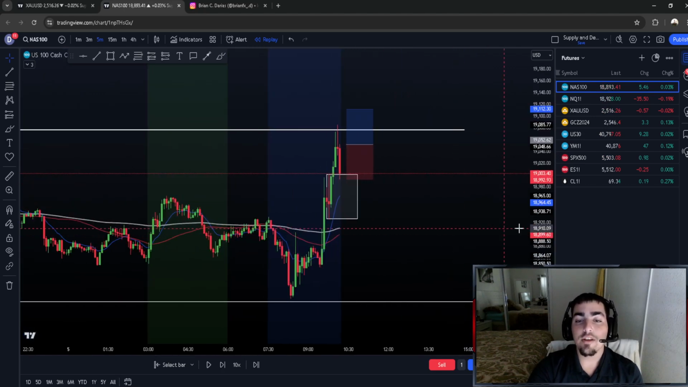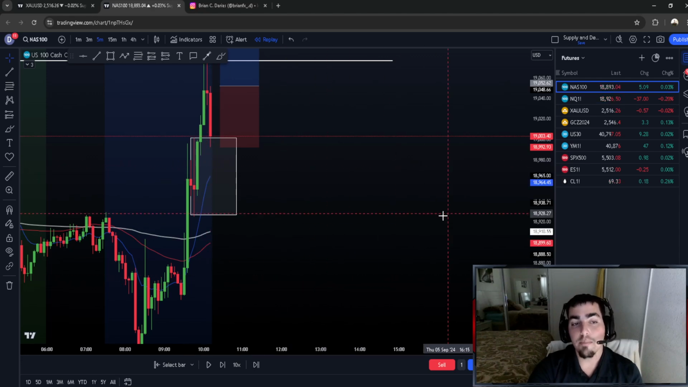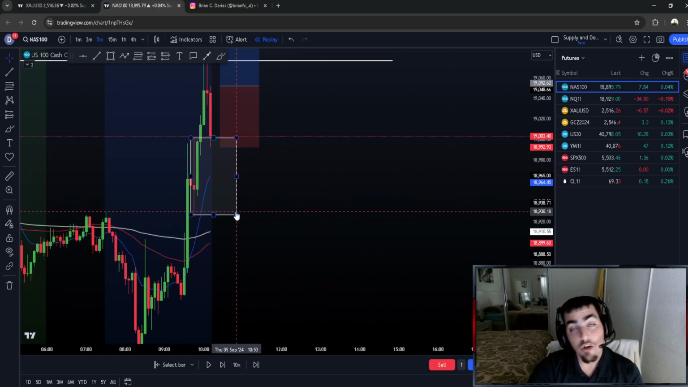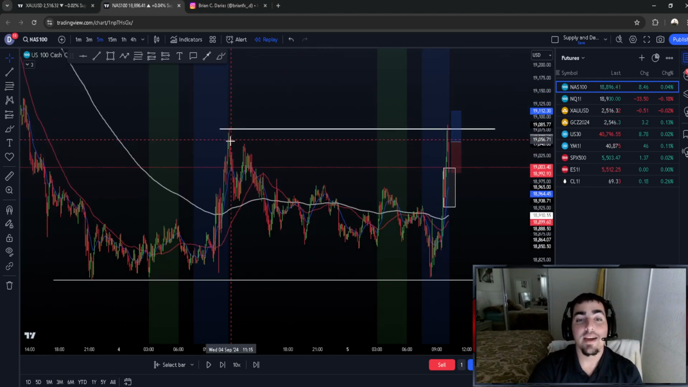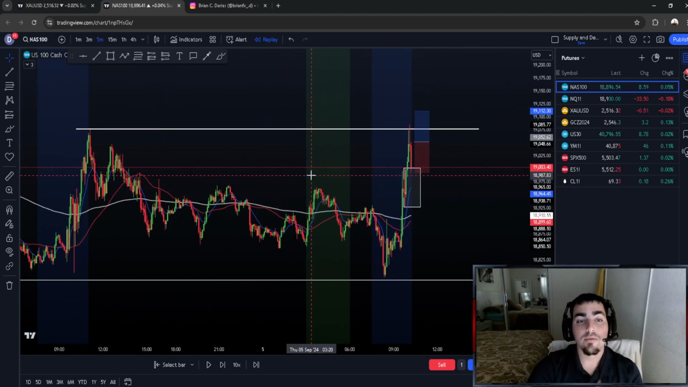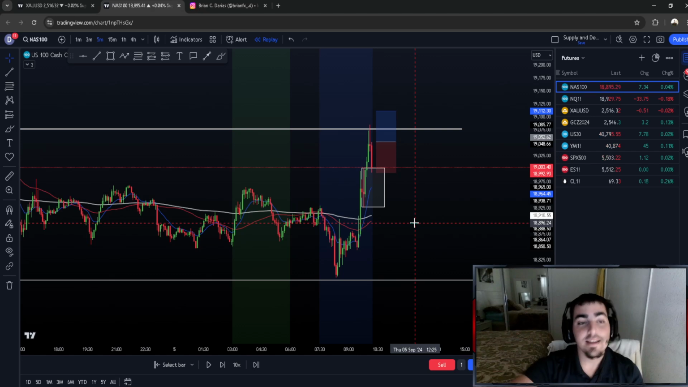The EMAs were not the best. Again, I like to see the 13, the 50, and the 200 at the bottom. In this case, we had the 13 and the 200 in the middle, and the 50 at the bottom. But that's okay because I know that we're going with the trend. We are breaking structure, and for me, the most important factor is the break of structure. If we break structure and the EMAs are not looking the best, I don't care. I'm still going to take the setup with confidence because break of structure is what really signals me to take a trade in that direction.